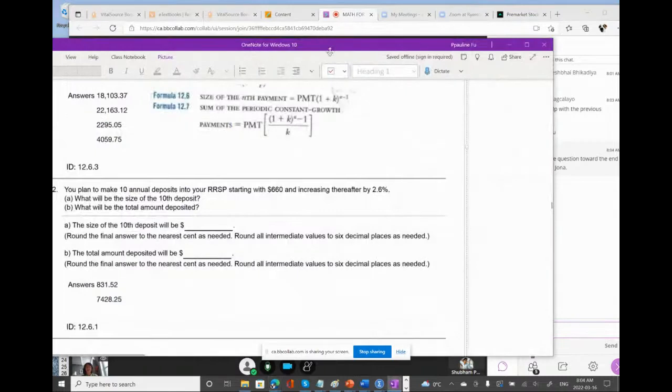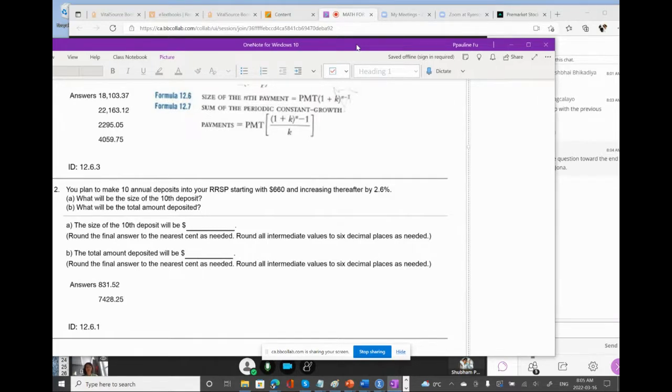All right. So this lecture, we are not going to use our calculator. We are heavily dependent on formula. So this question is about our typing. So chapter 12, session 6, constant growth annuity.